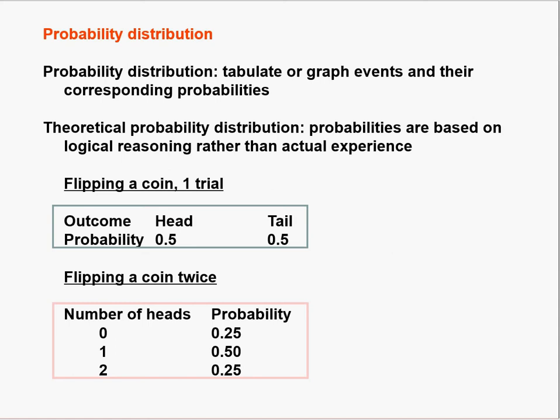Probability distribution. Probability distribution is to tabulate, or use a table or graph, to show the events and their corresponding probabilities. For example, this table is one way to show probability distribution, using the form of a table, a tabulation of probability distribution.